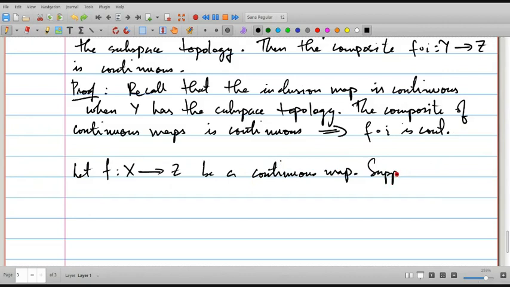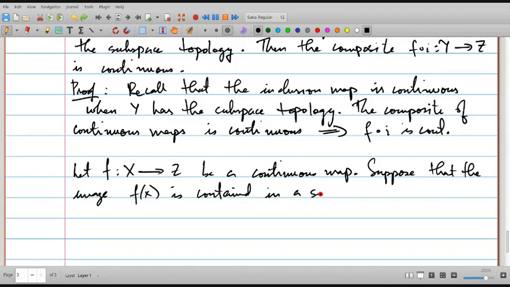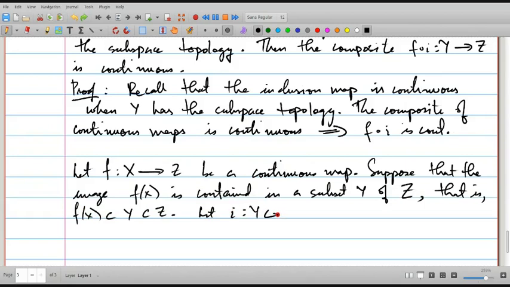And suppose that the image f of X is contained in a subset Y of Z. That is, f of X is contained in Y, and that's a subset of Z. So let i from Y to Z denote the inclusion.